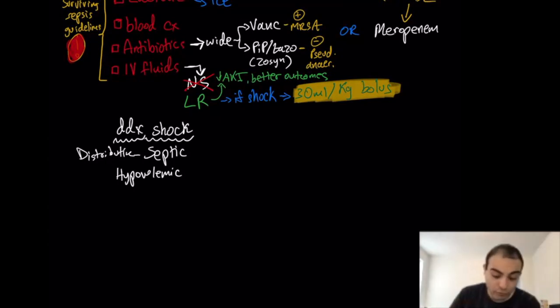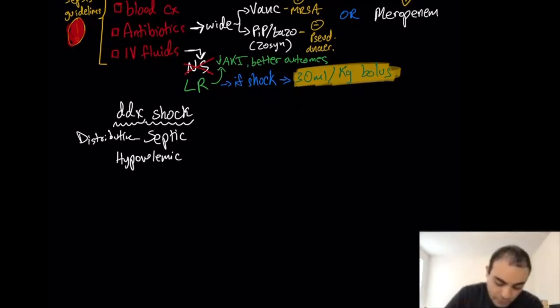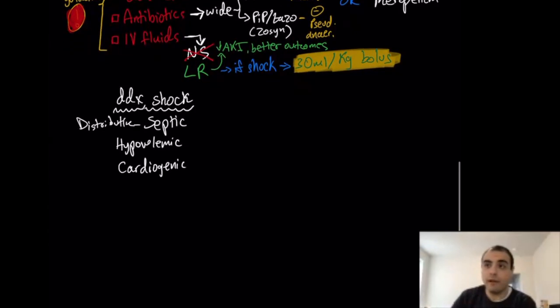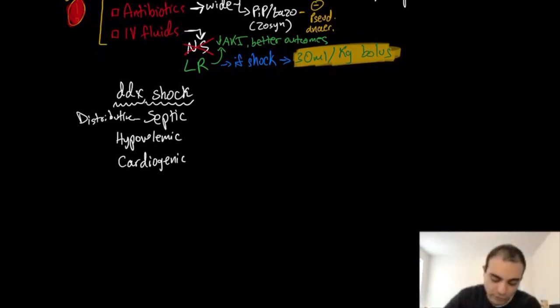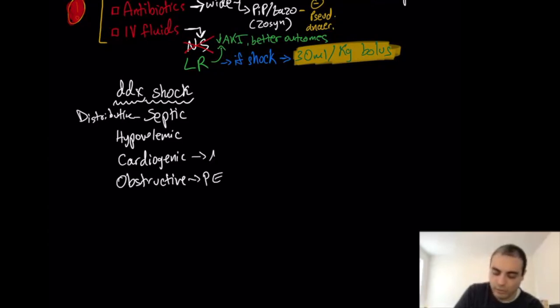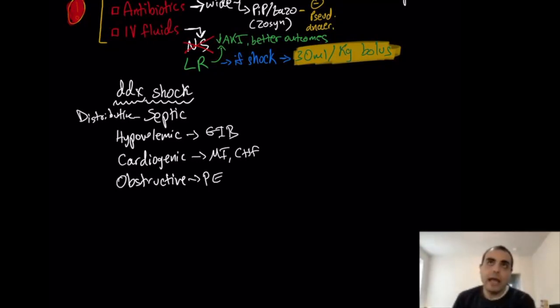So it could be hypovolemic, and then it could be cardiogenic, and then finally obstructive. Obstructive, like PE or tamponade. And then cardiogenic, you have an acute MI or severe CHF. And then hypovolemic, the thing people think about is GI bleed. So these are the things.